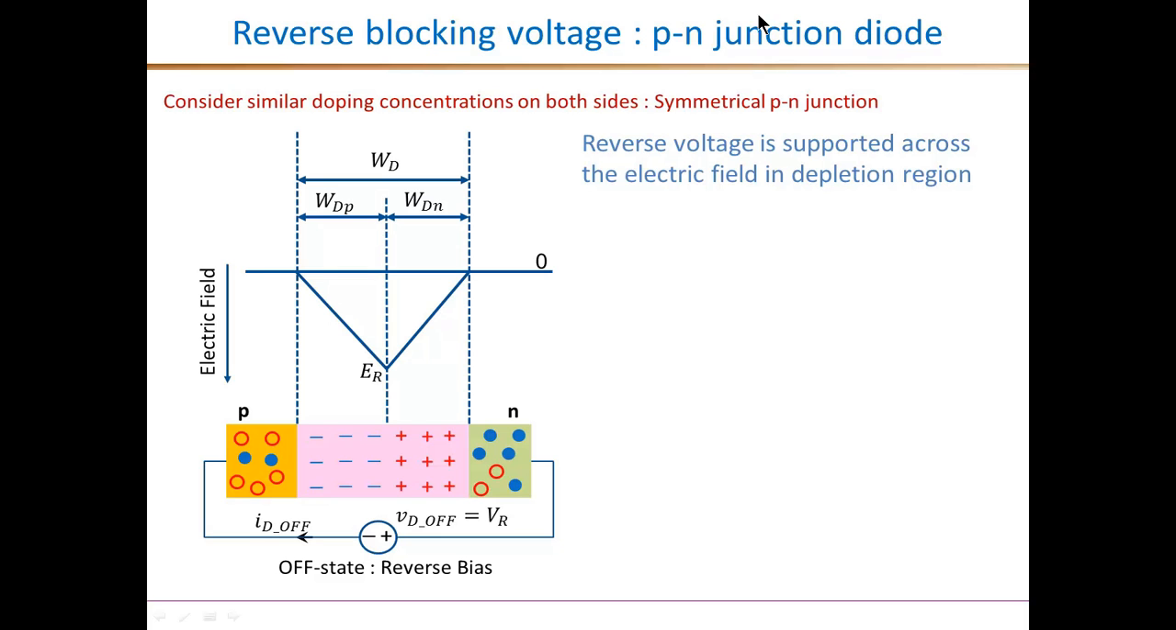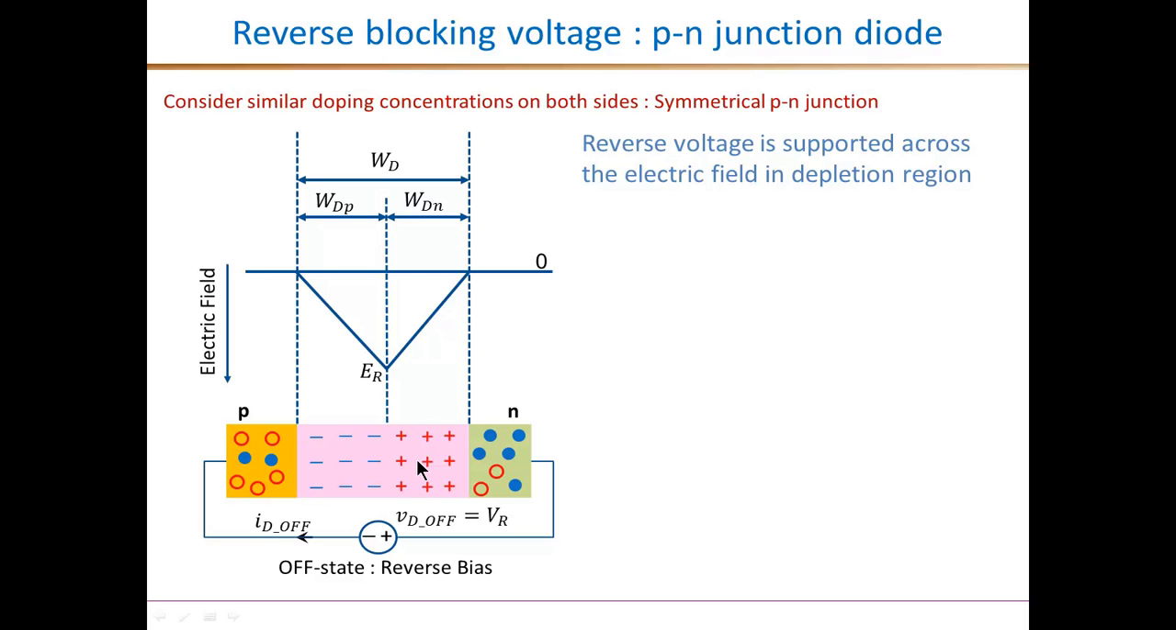So we'll consider a symmetrical PN junction, meaning the doping concentration on the P and the N sides are equal. We apply the reverse bias as shown, and this results in a large depletion region of width WD. Because of the similar doping concentration, the width of the depletion layer on the P side and on the N side are equal, WdP and WdN.